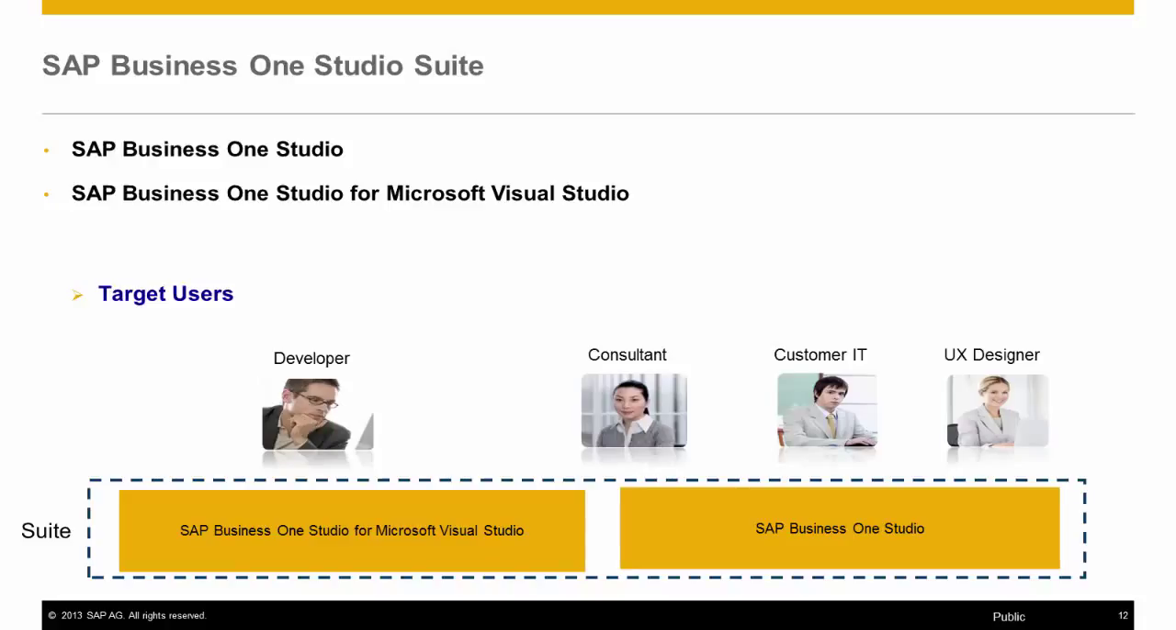SAP Business One Studio consists of 2 editions, SAP Business One Studio and SAP Business One Studio for Microsoft Visual Studio. The SAP Business One Studio is geared towards technical IT, UI designers, and consultants, allowing for easy creation of new or modifying existing forms. SAP Business One Studio for Microsoft Visual Studio is geared towards the developers, as it is tightly integrated with Microsoft Visual Studio and .NET and allows for code generation.